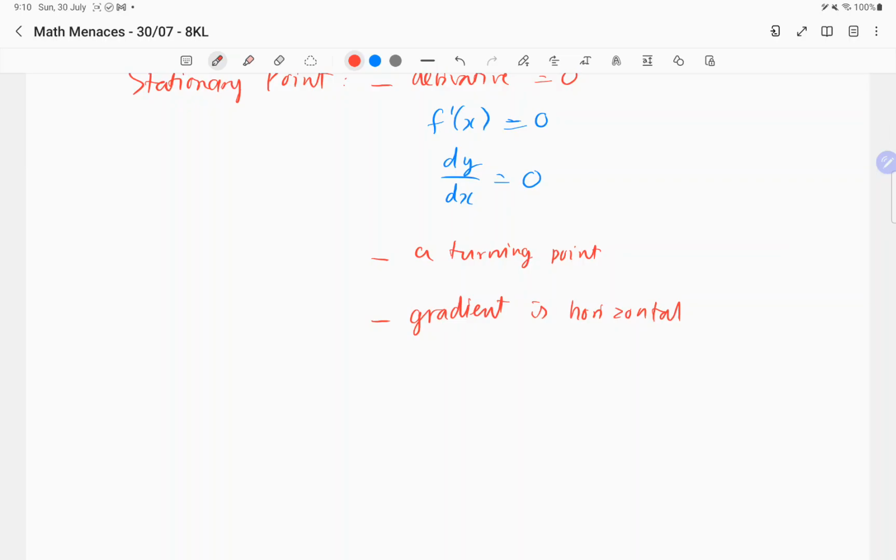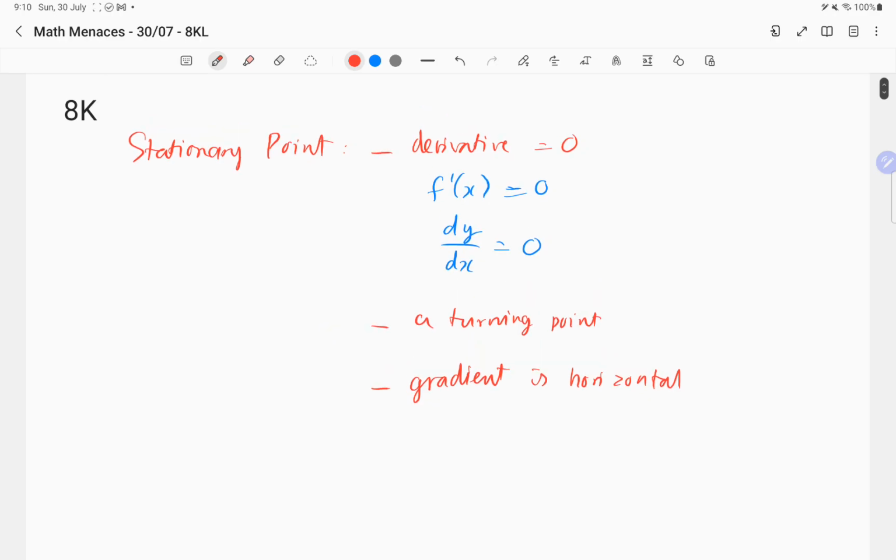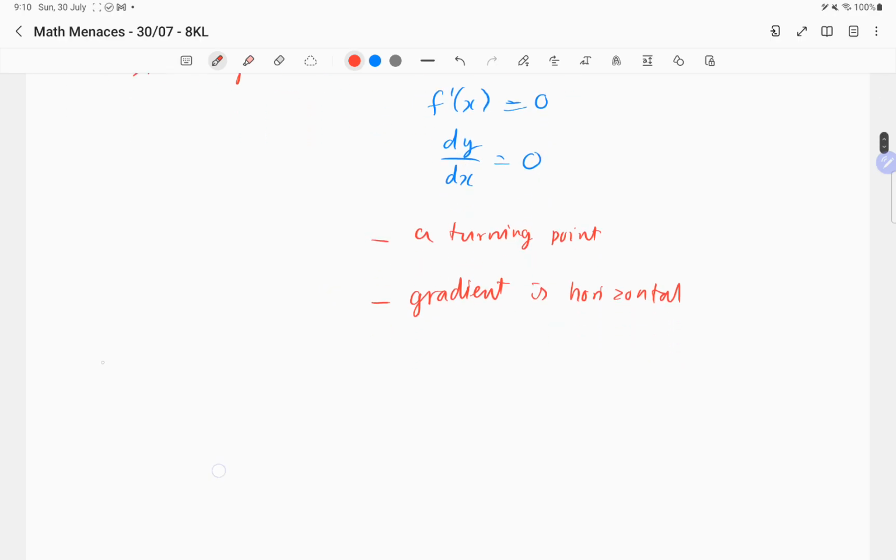Okay, so when the gradient is horizontal, how many types of stationary points are there? I'll go through this as well. Like the local minimum, local maximum, yep, and then at the turning. No, it's the one in the middle where it goes bloop, bloop. Yep. What is it called?